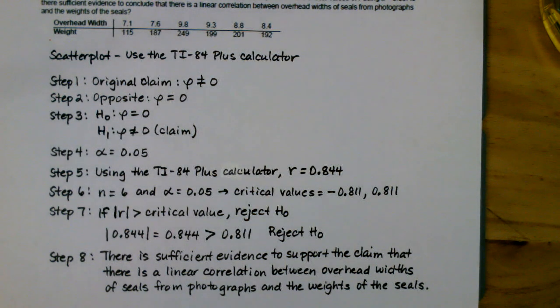The critical value, you have to look at the number of paired data and the level of significance and use table A-6 for that. Okay, so that does conclude this video on section 10-1 that deals with correlation.